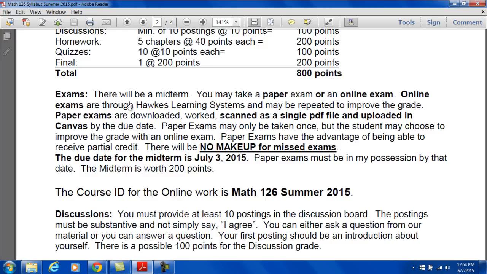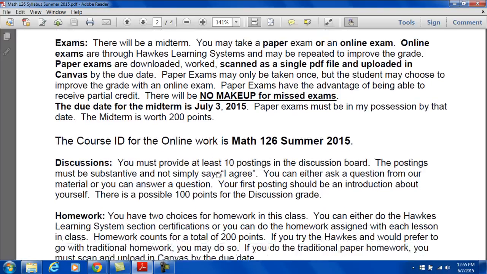Paper exams must be in my possession by that date. The midterm is worth 200 points. If it's not going to work to either email it or upload it in Canvas, please let me know and we could try to figure something else out. But what I need to have is that test in my possession by that date. We could look at a fax number too, possibly.